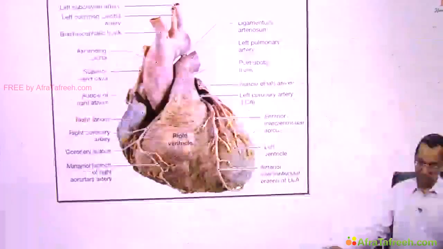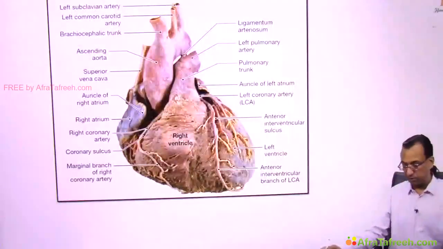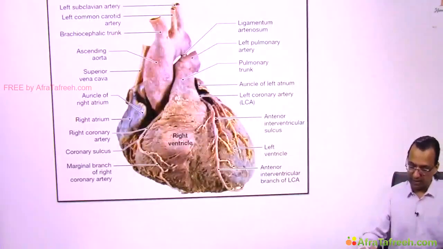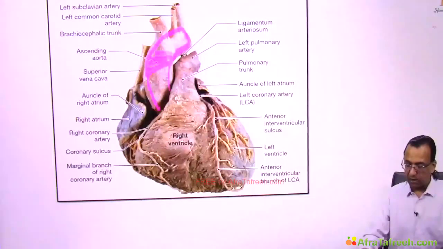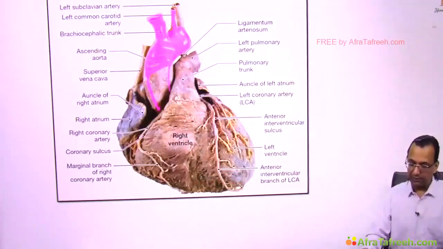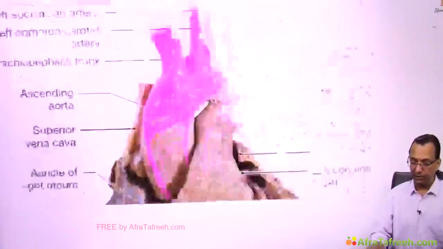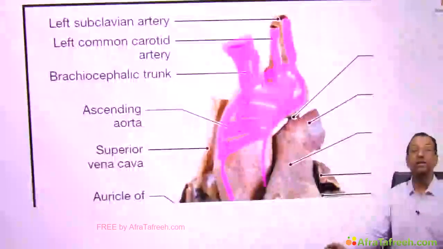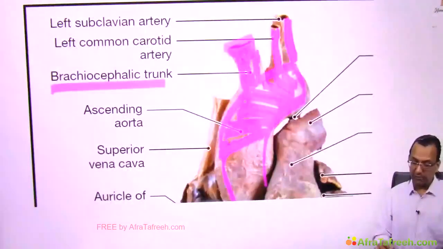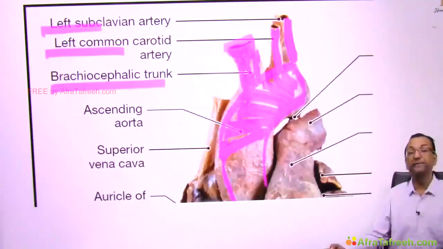Okay, let us magnify this. Now I will see what this is. I think this is the ascending aorta. Yeah, this is the ascending aorta. This is the arch of aorta, and the arch of aorta gives some branches: the brachiocephalic trunk here, the left common carotid artery, and the left subclavian artery. Three branches from the arch of aorta. You have drawn that earlier also: brachiocephalic trunk, left common carotid artery, left subclavian artery.